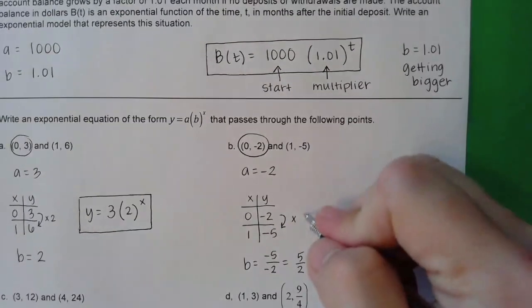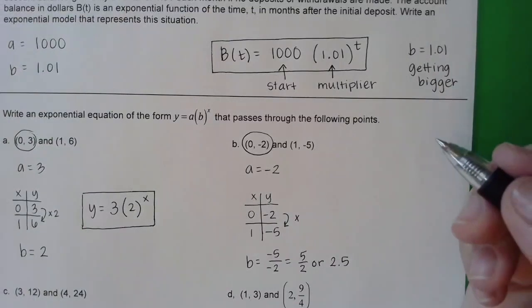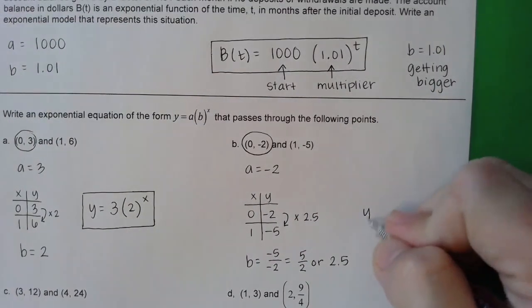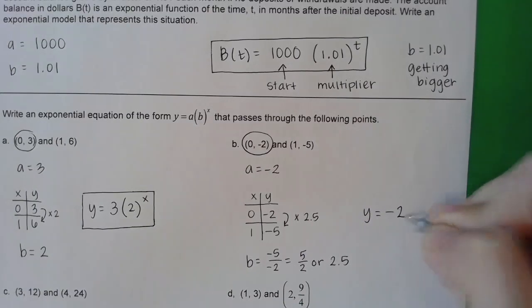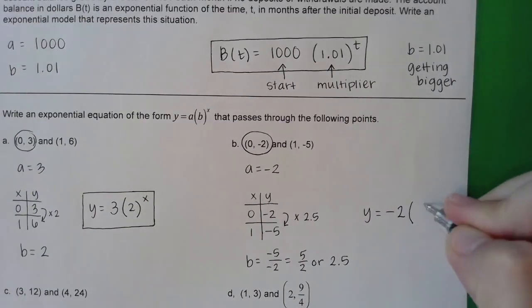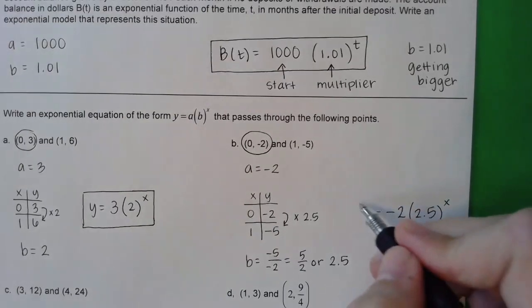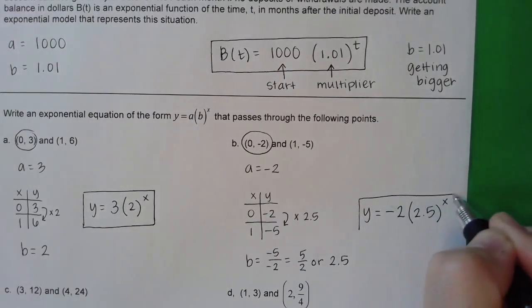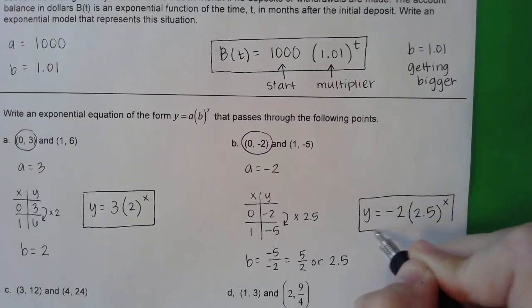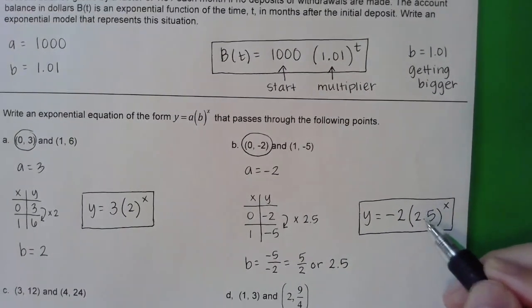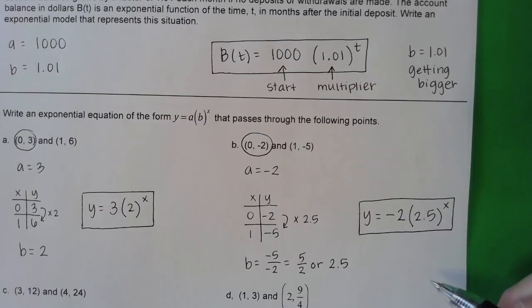My multiplier, the thing that I'm multiplying by on this one, is 2.5, and so my equation would be -2, that was my starting value, and then it's going 2.5 to the x power, and so this would be the equation that would get you the next number in the list. It's also correct if you put 5 over 2 inside the parentheses right here. Either one of those would be accepted as correct.